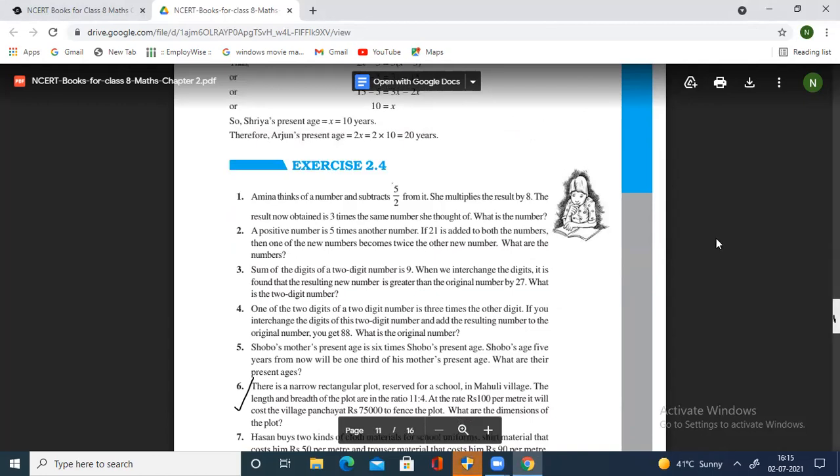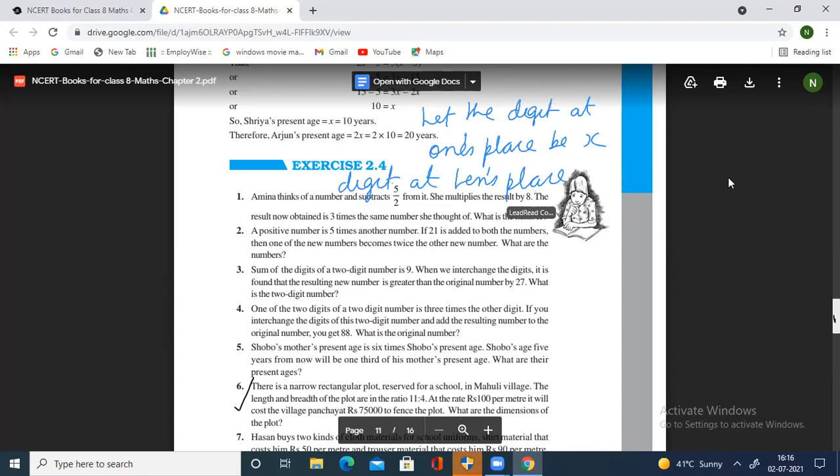So we will say let the digit at ones place be x. One of the digits of a 2 digit number is 3 times the other digit. So we will be writing the digit at tens place. The digit at tens place will be how much? 3 times x, 3x.